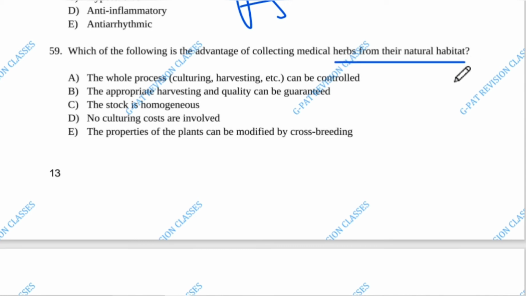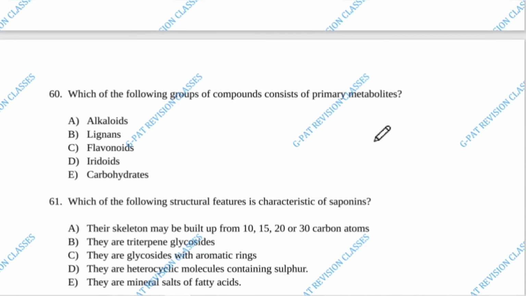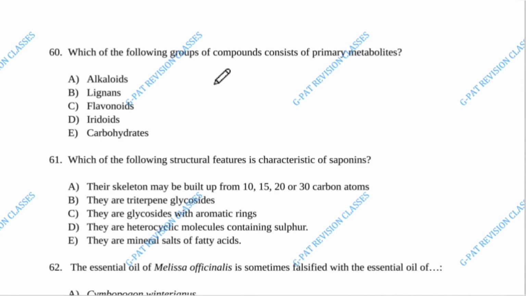Next is question number 59: which of the following is the advantage of collecting medicinal herbs from their natural habitat? The answer is D, no culturing costs are involved. Next is question number 60: which of the following groups of compound consists of primary metabolites? The answer is E, carbohydrates.